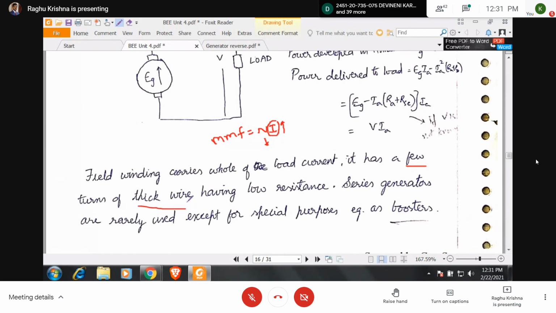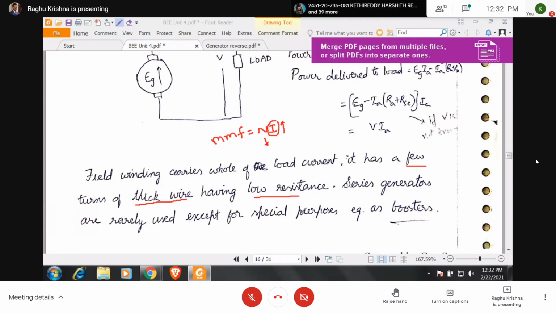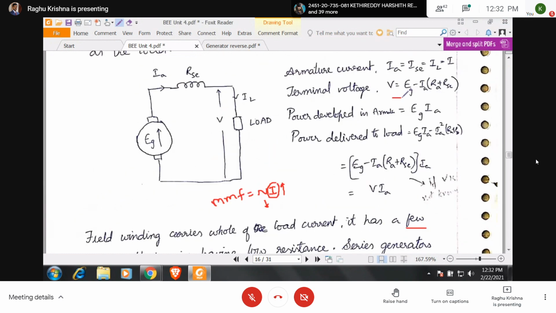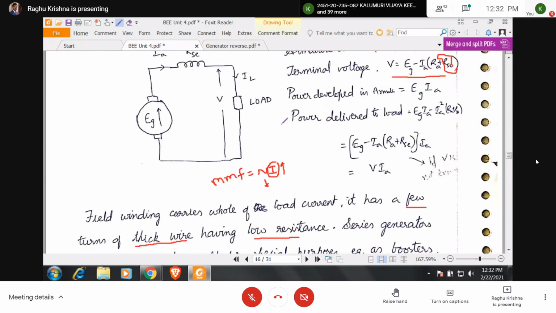Why thick wire? Because more current. Few turns of thick wire having low resistance. Why low resistance? Because V equals Eg minus Ia into (Ra plus RSC). So if you use RSC low value, then you can increase the voltage. If RSC is more, the terminal voltage decreases. So that's why it is made up of low resistance.